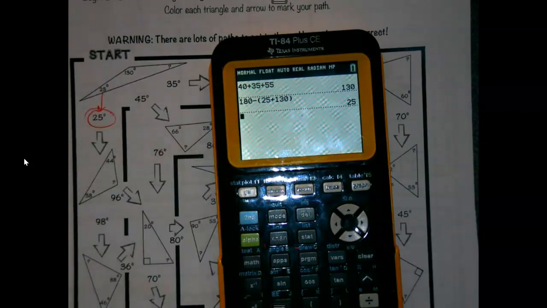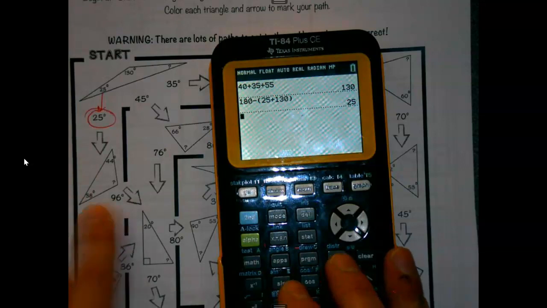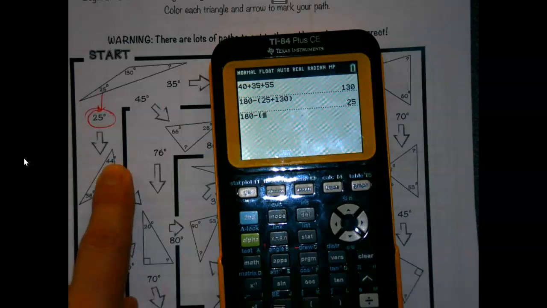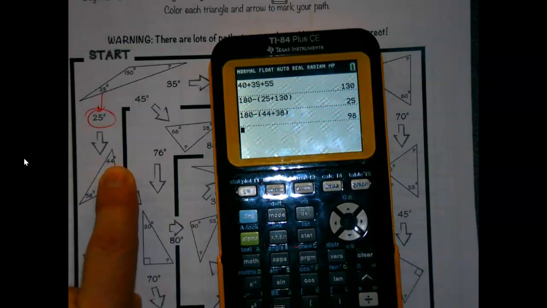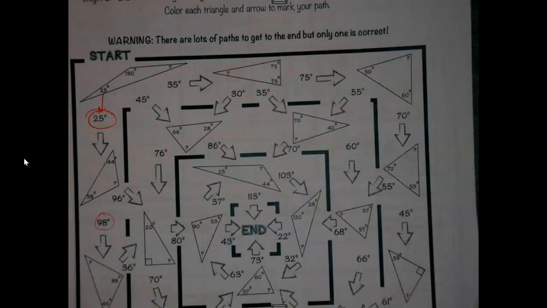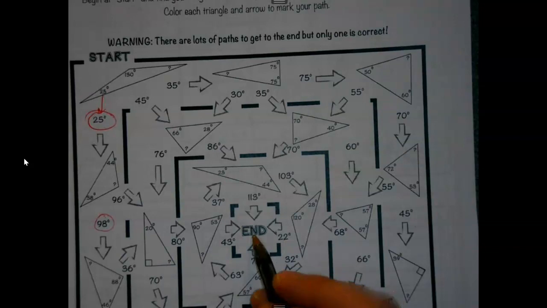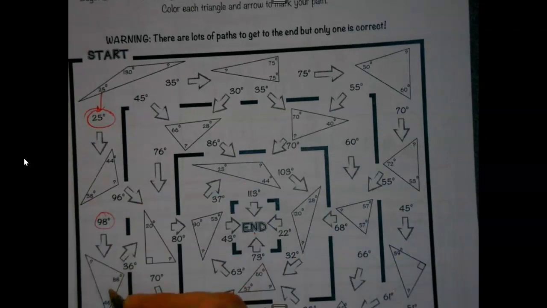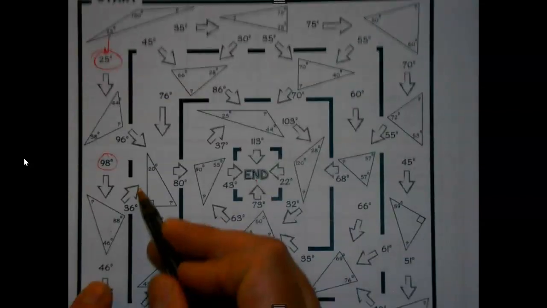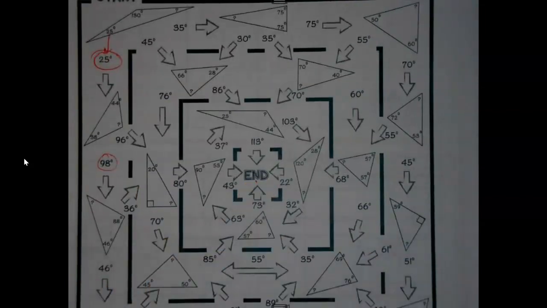So whatever angle I find is the right answer, you put that one and then you move to the next angle. And you're like, okay, so 180 minus 44 plus 38. And you get 98, which is below that. And you keep following, and as long as you keep getting right answers, you will slowly work through the maze until you get to the middle. We're just gonna circle. So you're going to keep circling and then doing the next problem that goes with it. And then when you get that answer, you're going to go one of these two directions, and keep going until you end up in the middle at the end. There's only one way to get there.